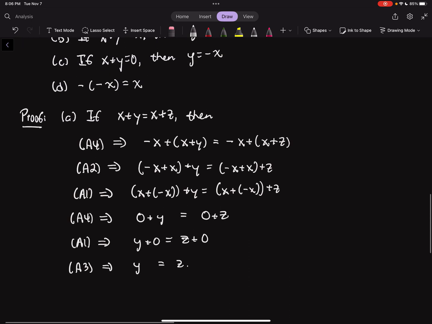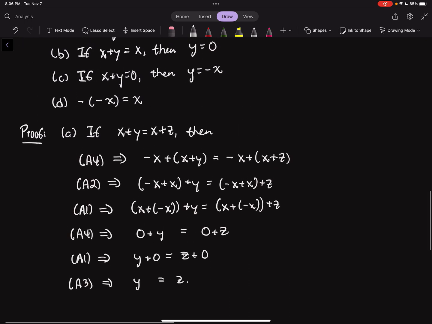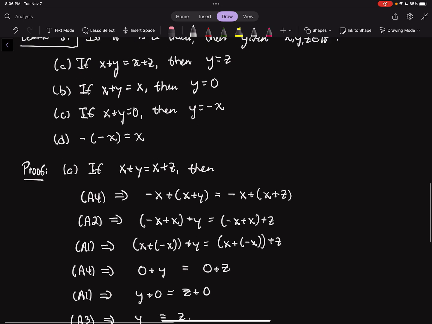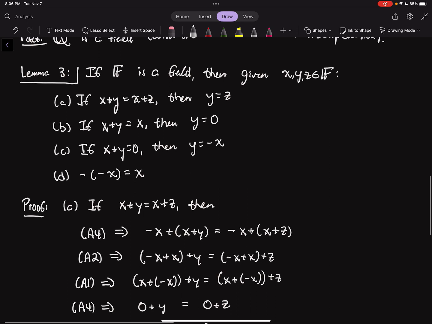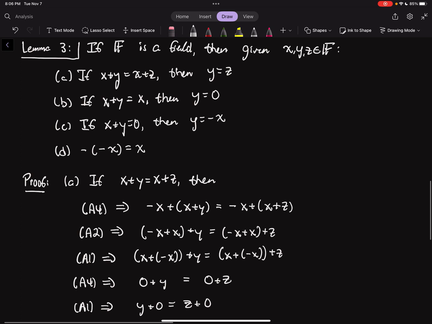Okay. And you're like, why the hell did it take like 7 lines to do this? And the reason is, again, for demonstration purposes. In practice, we're never going to be this pedantic again after this proof. And since that was so slow, let's do B really quickly and note that it's just a special case of A in which z equals 0.